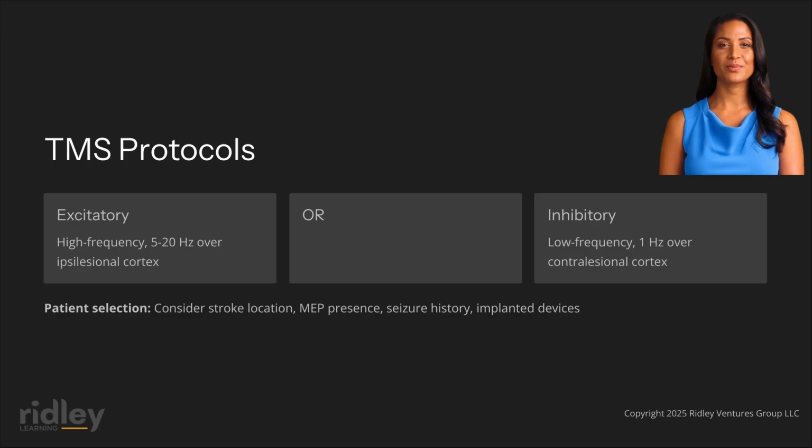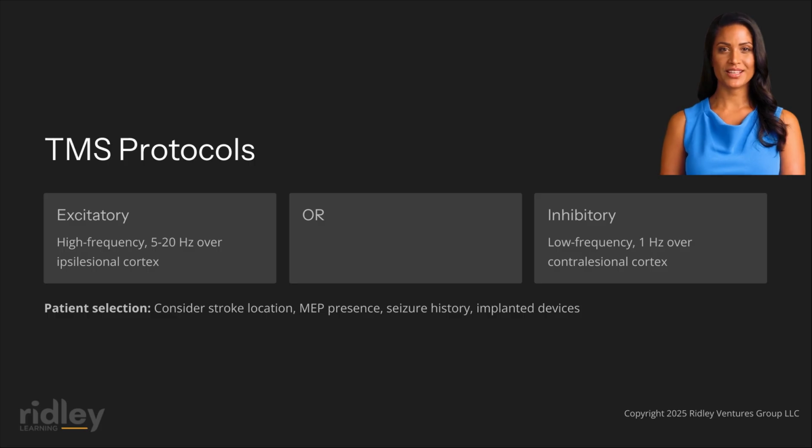Transcranial magnetic stimulation protocols for stroke rehabilitation typically employ either excitatory stimulation, targeting the lesioned hemisphere to enhance paralesional activity, or inhibitory stimulation of the contralesional hemisphere to reduce interhemispheric inhibition, with some protocols combining both approaches.